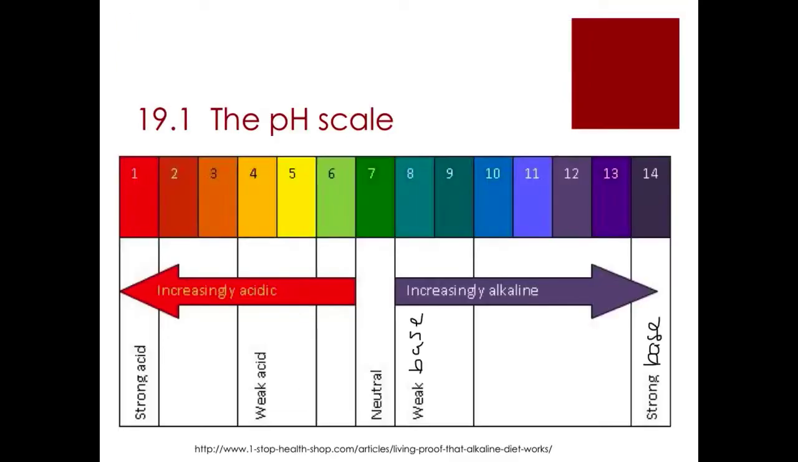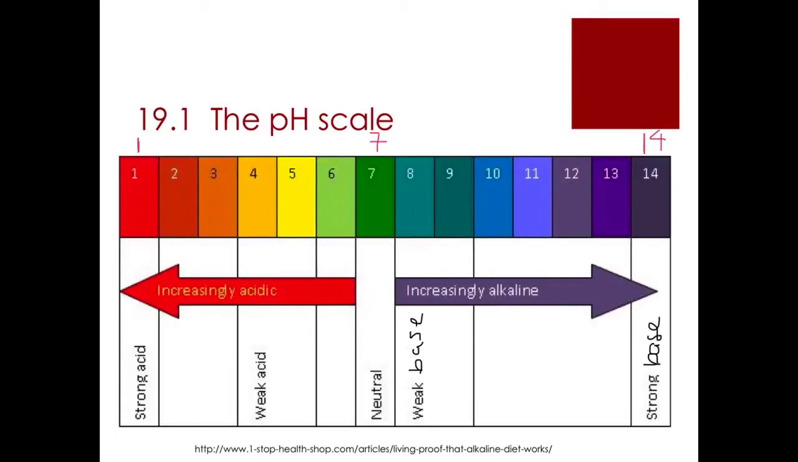Let's start by taking a look at the pH scale. The pH scale is a continuum, so like any continuum, there's no hard and fast cutoffs. But generally speaking, strong acids have a pH of about 1. Strong bases have a pH of about 14. A pH of 7 represents a neutral solution.